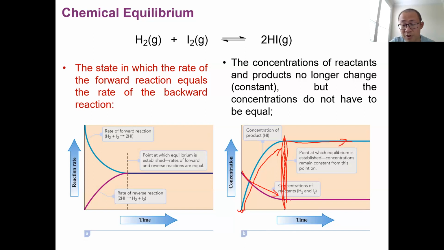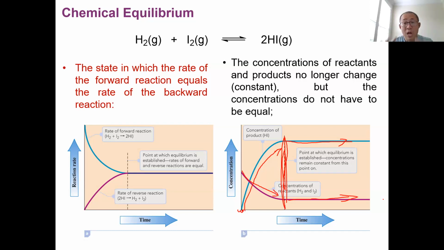It means what? Their concentration remains constant now. Not the same, but constant. It means you don't increase product anymore, you don't decrease reactant anymore, and vice versa. Why? Because at the same time, again, you have more HI produced from the forward reaction. You have the same amount of HI decomposed backwards, because the rate is the same. So the concentration of the reactants and product remain constant at equilibrium.